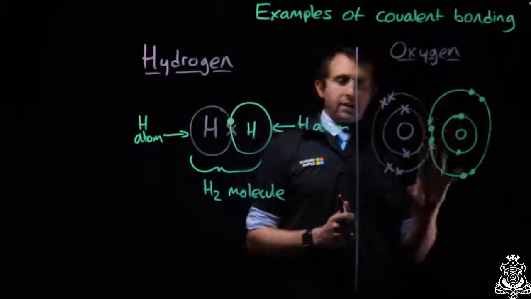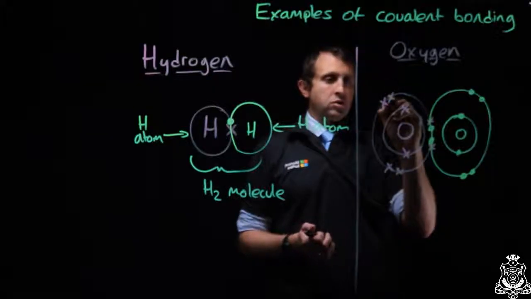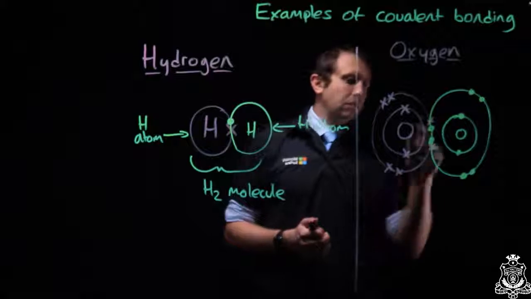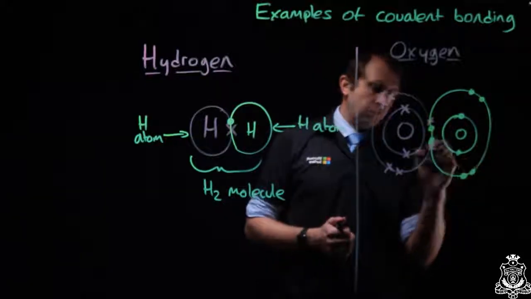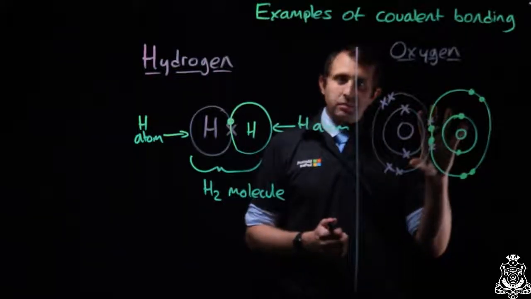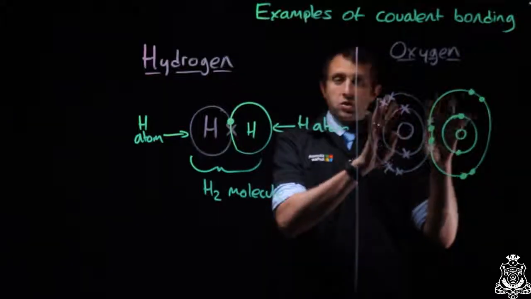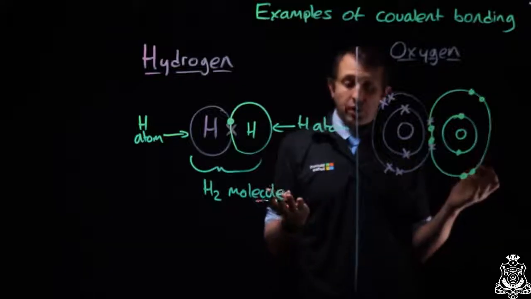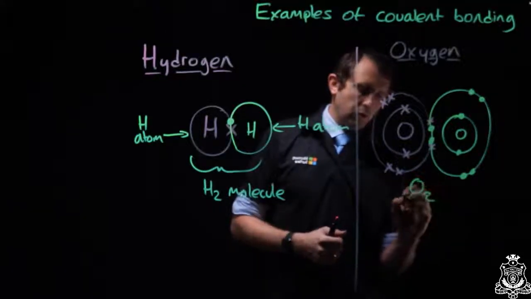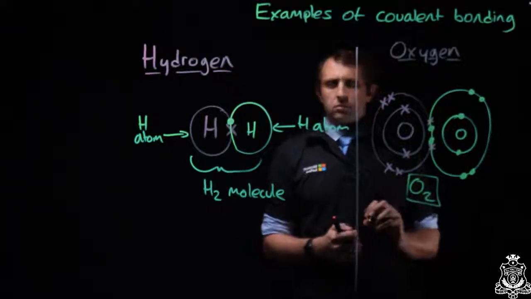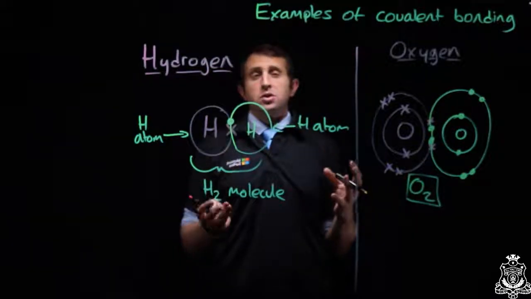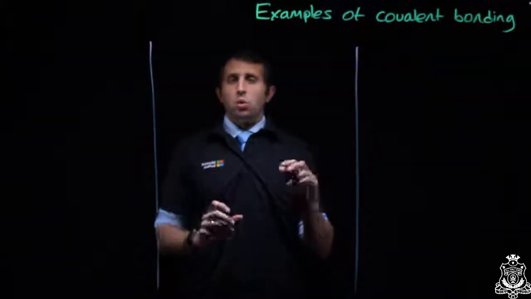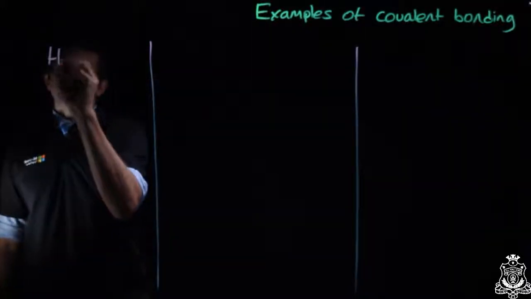Now they both have 8 in their outer shell. Let's count. We've got 1, 2, 3, 4, 5, 6, 7, 8 in this atom, and 1, 2, 3, 4, 5, 6, 7, 8 in this atom. So now we've got 2 oxygen atoms sharing 2 pairs of electrons to make 8, a nice full outer shell. So this is an oxygen molecule, O2. What about when we have elements that are not the same? Let's do that next. Let's look at water, H2O.